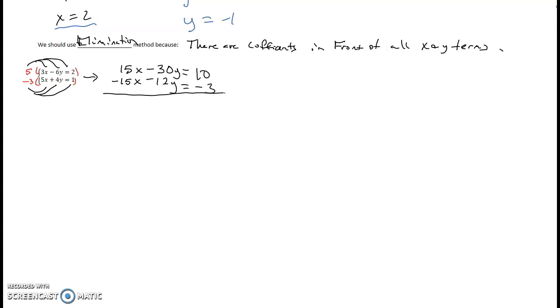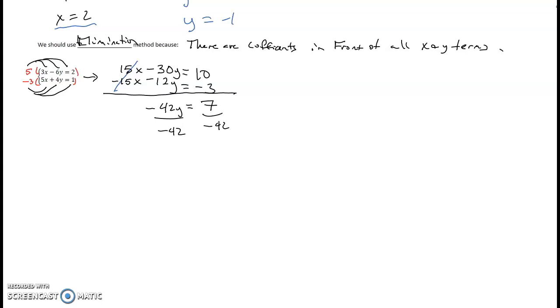Now what we're going to do is set this up like an addition problem, and you see what happens to our x's right here: those are going to cancel out. And now -30y minus 12y is going to give us -42y is equal to 10 minus 3, which is 7. And it doesn't seem like this is going to be a nice answer, but now we're going to divide both sides by -42. So I'm going to divide this one by -42 as well.